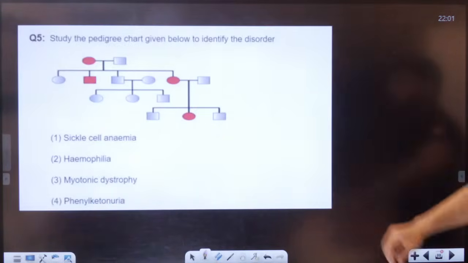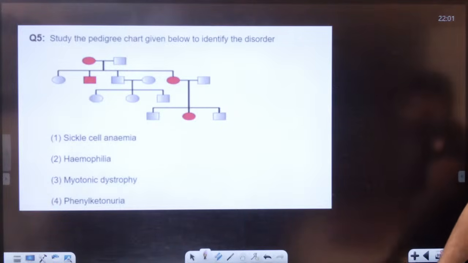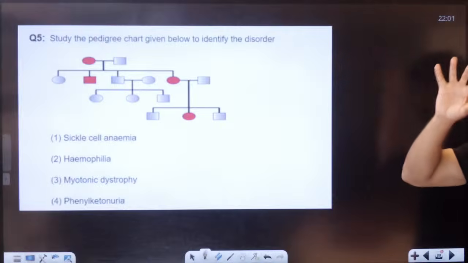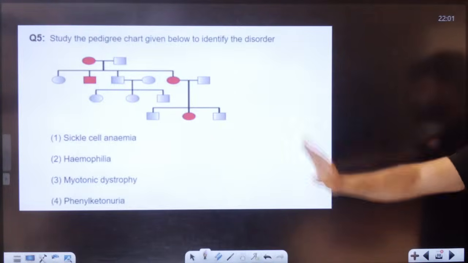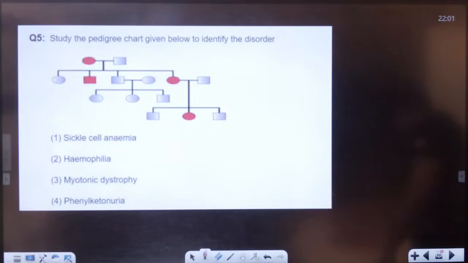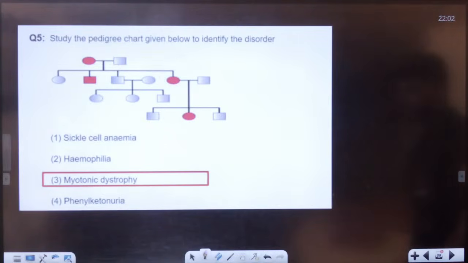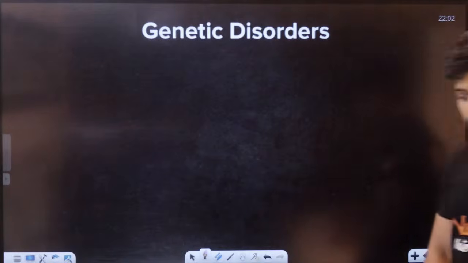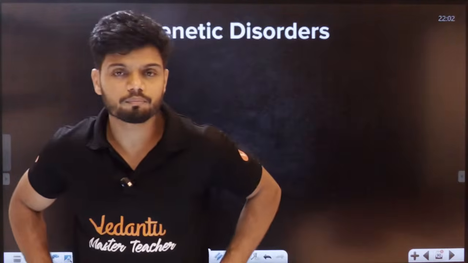Study the pedigree chart given below and identify the disorder. They can ask you a question like this. They can give you the diagram from NCERT directly and ask you to identify the disease. That is your myotonic dystrophy, autosomal dominant. Students, that is the end of pedigree also.